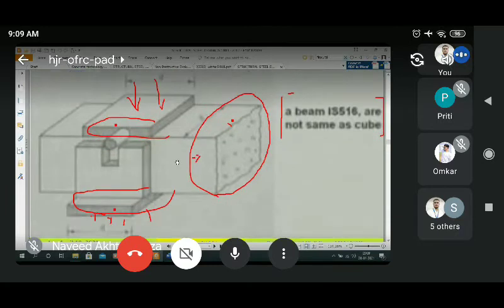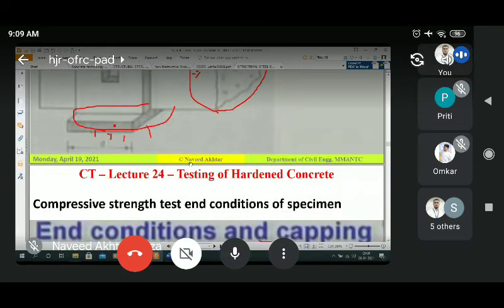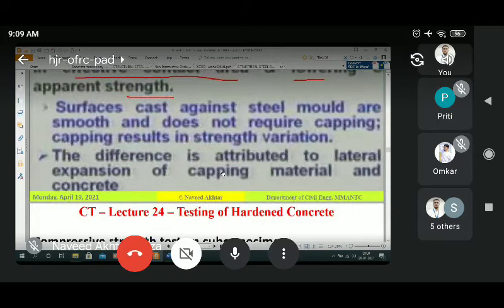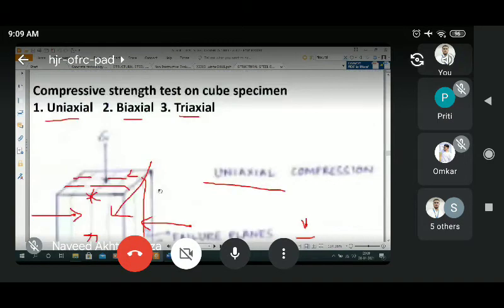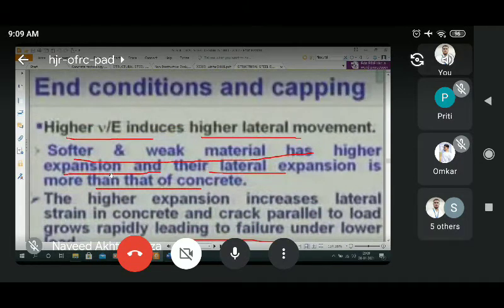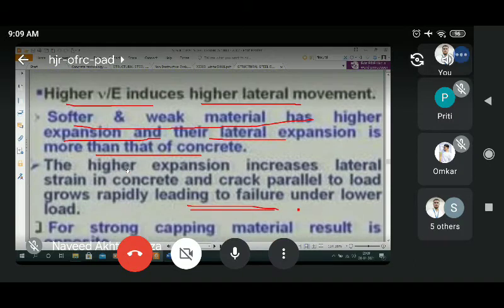Then we have seen the specimen used in flexural beam test can be used to find out the compression test. And also we have seen the end conditions and capping conditions are affecting the test on uniaxial compression and biaxial compression. And we have also seen that the higher the value of Poisson's ratio to the modulus of elasticity induces higher lateral movement, because we know that the strength of concrete in compression is very large, and in uniaxial compression and biaxial compression, due to the lateral movement, we get Poisson's effect.